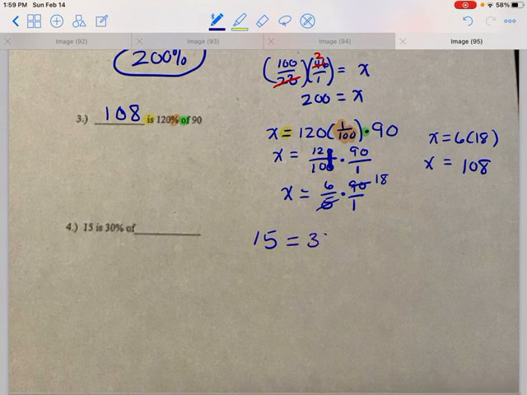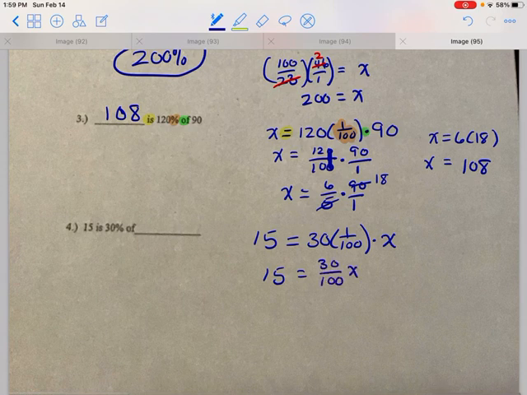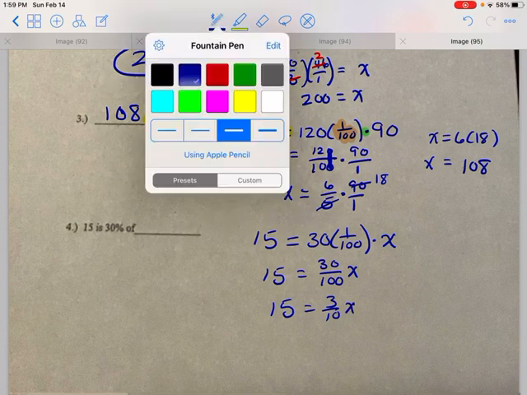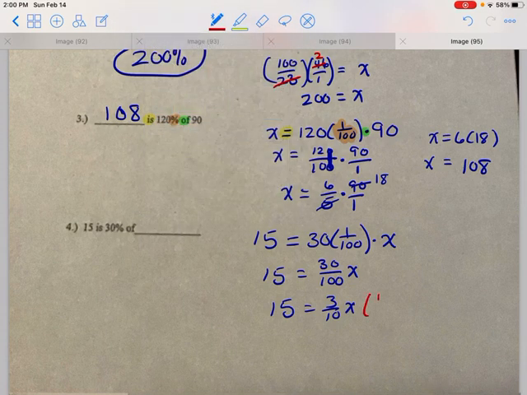15 equals 30% becomes 30 times 1 over 100. Of becomes multiply, and then I put an X where I have the blank. All right, so this becomes 15 equals 30 over 100 times X. I can reduce 30 over 100 to 3 over 10. Now I want to get X by itself. I can multiply by the reciprocal, which is 10 over 3.